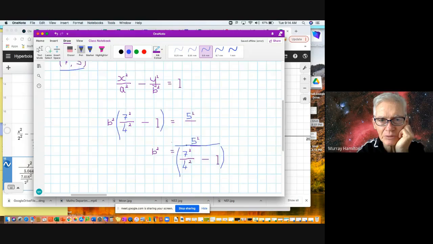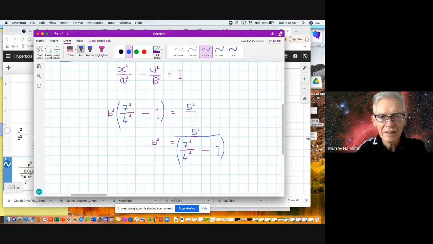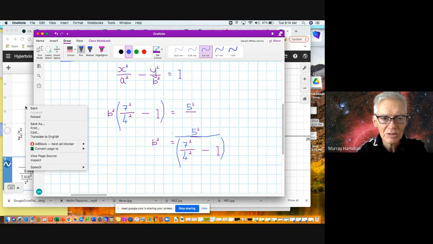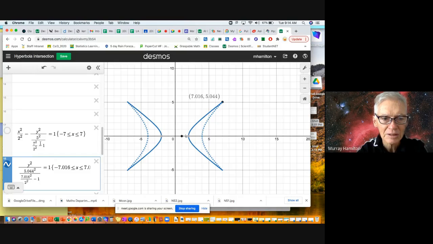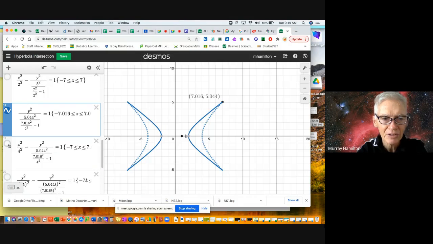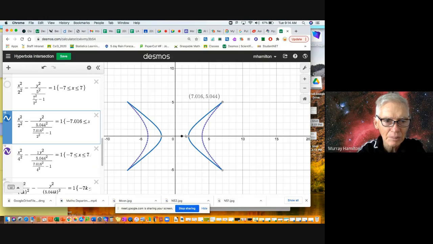So let's write our formula out. Actually, I won't write it out. It's x squared over 4 squared minus y squared over all of this squared. So let's go to our Desmos and check to see if we've got it correct. There it is. X squared over 4 squared minus y squared. I've actually got the actual value here because I've replaced the 5 squared with 5.044. And I replaced the 7 squared with 7.016. And now we've got it accurate. Okay, so that's the first bit.